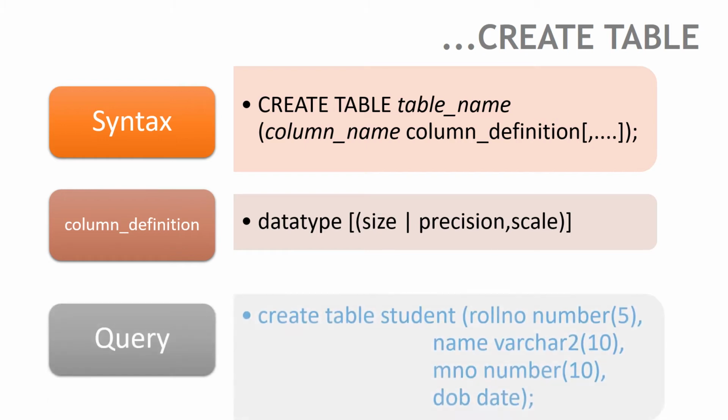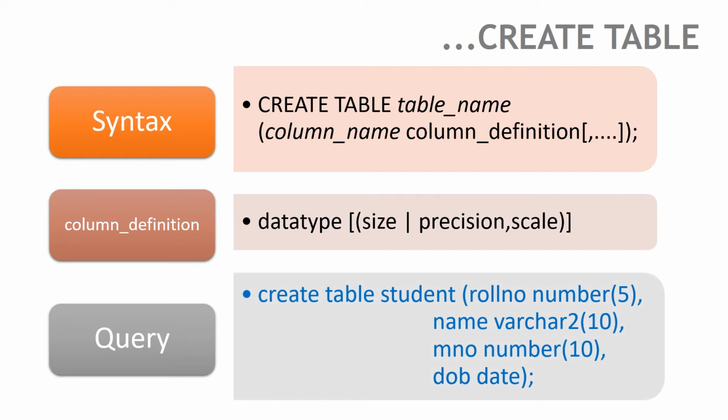We can write a query: create table student. Student is the table name. Within parentheses, I can give the columns as roll number, name, mobile number, date of birth. Roll number is of number data type. Name is of varchar2 data type. Mobile number, number data type. DOB, date. So with this, we can create a table for a student.